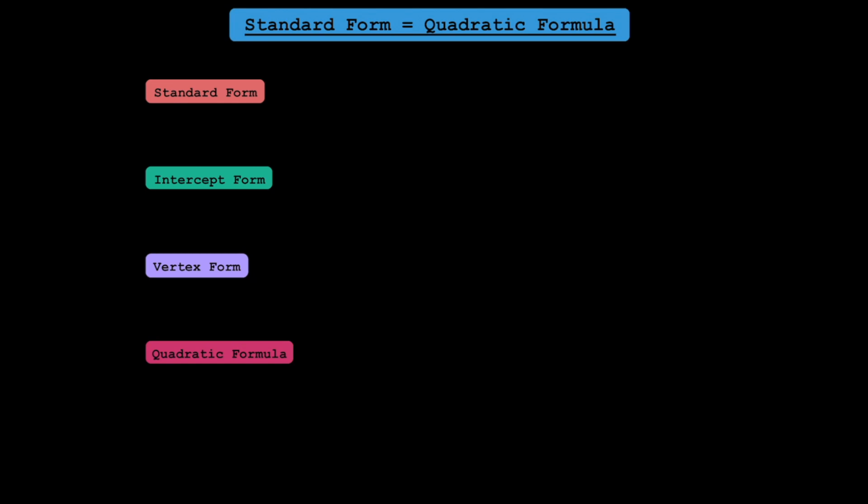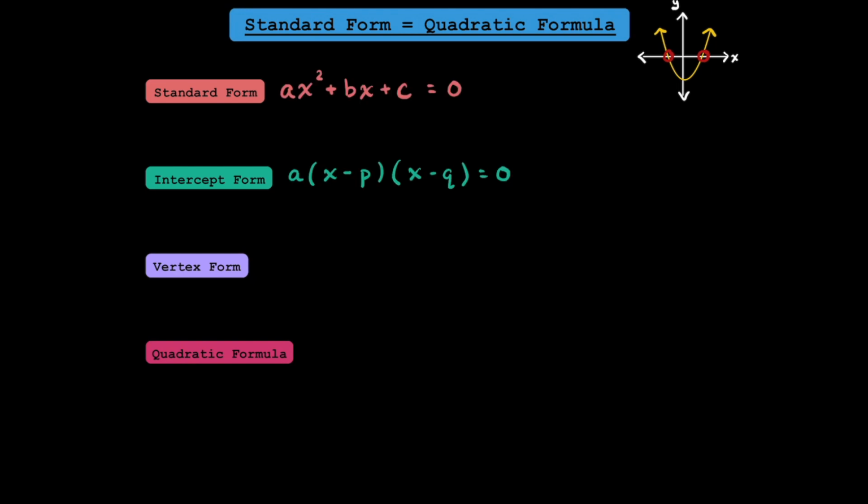In this video, I'm going to be talking about quadratic equations. If you've taken Algebra 1 or Algebra 2, you've probably seen these before. When solving quadratic equations, you're basically just solving for the x-intercepts. Here are the different forms of the quadratic equations. Here's standard form, here's intercept form, here's vertex form, and here's the quadratic formula.